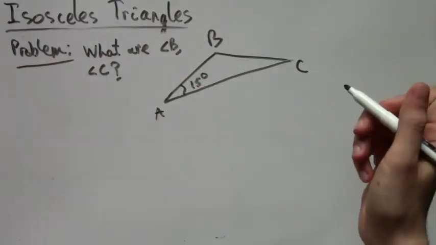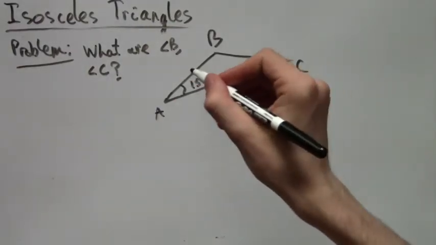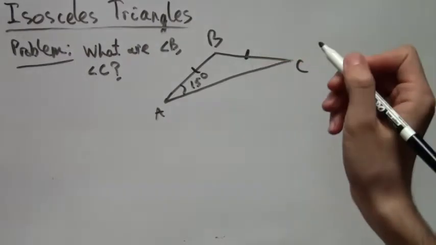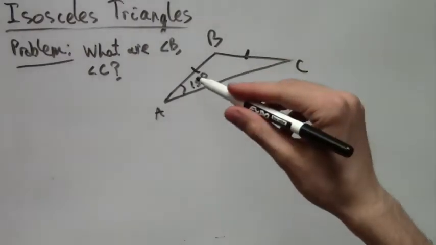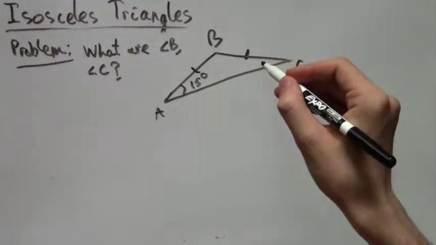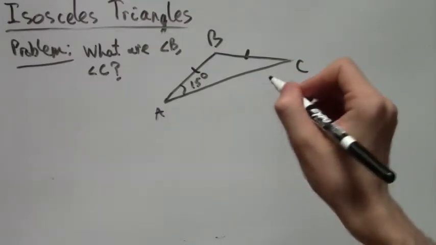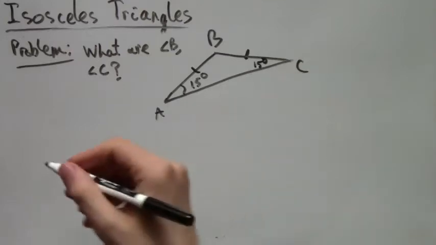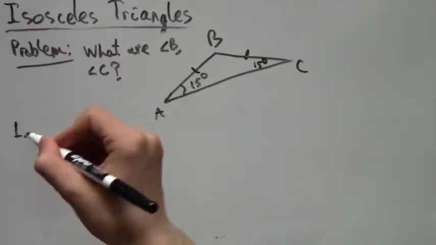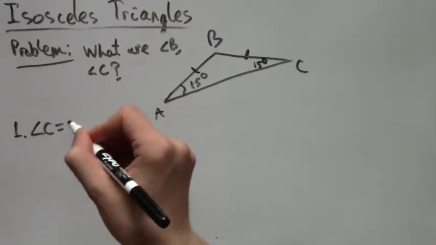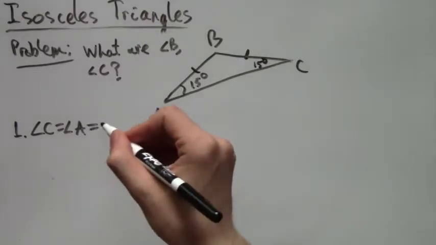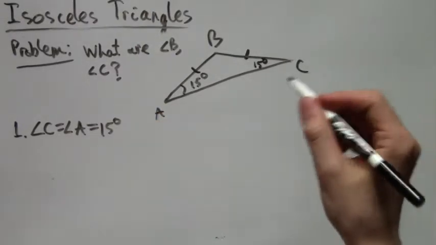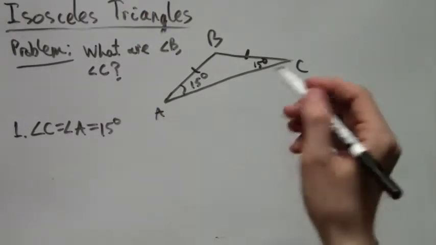So remember, we have AB equals BC. So we have the base is AC. So 15 degrees is one of the two base angles. Now, because this triangle is isosceles, we know that the other base angle also has to be 15 degrees. Since the other base angle is angle C, that tells us that angle C is 15 degrees. So in other words, we've got half our answer. So now, how do we get angle B?